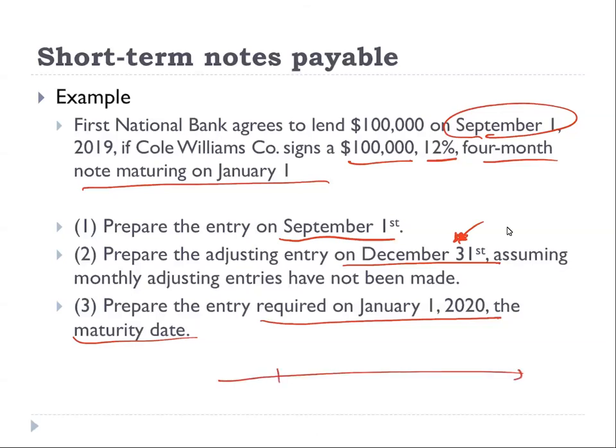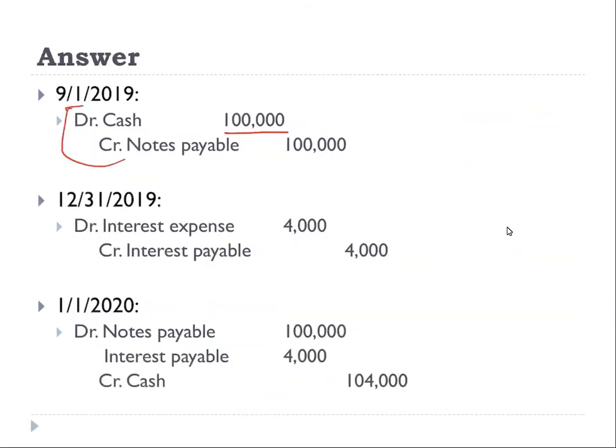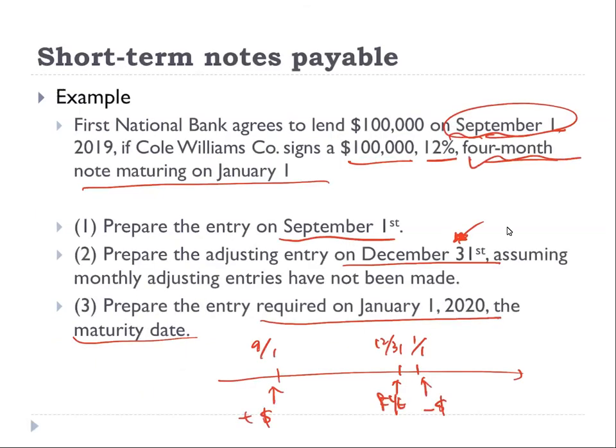So here, this is September 1st. The firm gets the money, and 12/31st, financial year end date, January 1st, when the firm pays back the money. So those are three critical dates. First of all, on September 1st, when the firm gets the money, the journal entry is to debit cash 100,000, credit note payable 100,000. And then after 4 months, at the financial period end, the firm needs to accrue for the interest, even though that interest hasn't been paid yet.